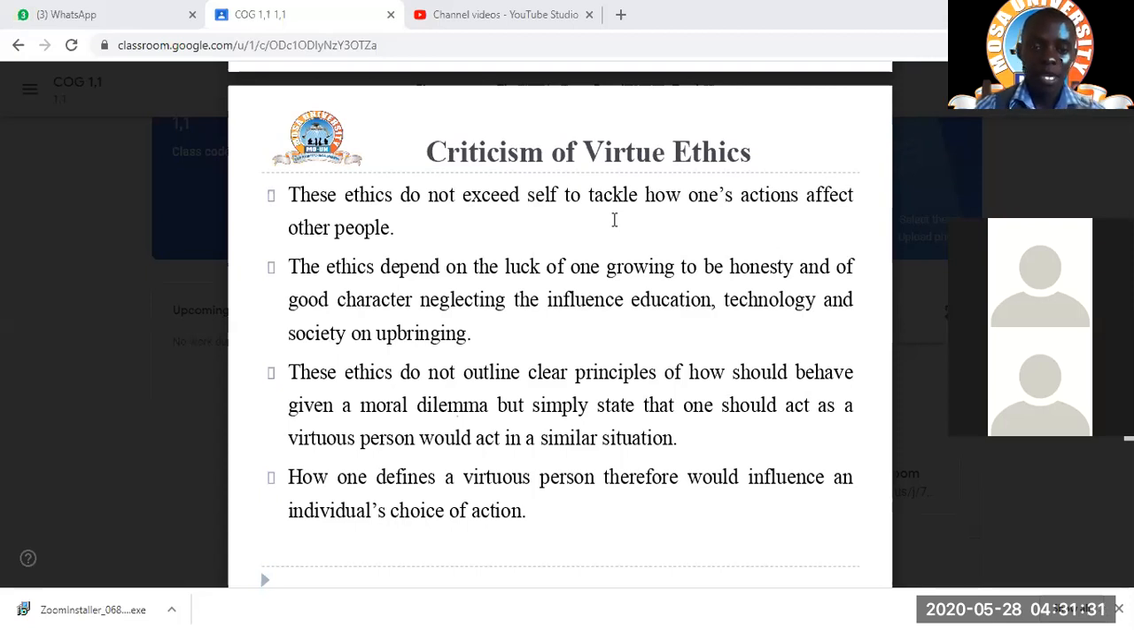Again, virtue ethics do not clearly explain the exact way someone should behave. In virtue ethics, a common sentence states that an individual should act the way a virtuous person would act. But then the question is, how do you know how a virtuous person would act? Because they will not tell you to say, Chanda behave like John, Jane behave like Mary. You see, they expect you to just guess how a virtuous person will behave.